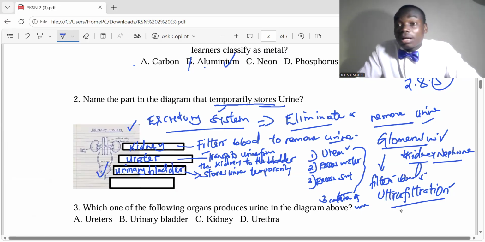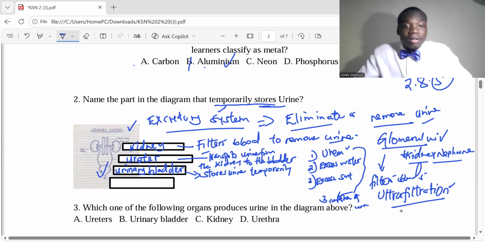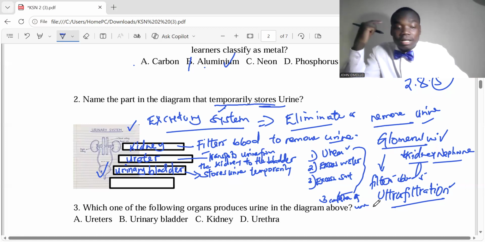If a question comes asking you the role of the bladder, it stores urine what? Temporarily. So temporarily, this therefore means that urine is being filtered, and once it is filtered out, it is being transported by the ureter to the bladder. So it is stored there so that once the bladder is full, the brain is being triggered that there is urine in the bladder that is supposed to be taken out of the body via the urethra.